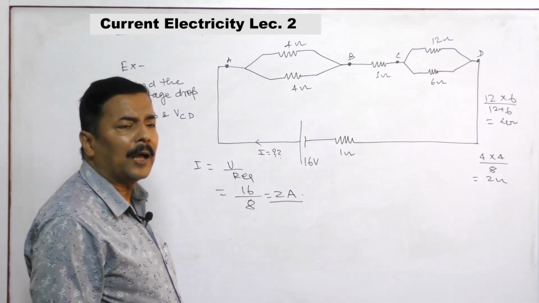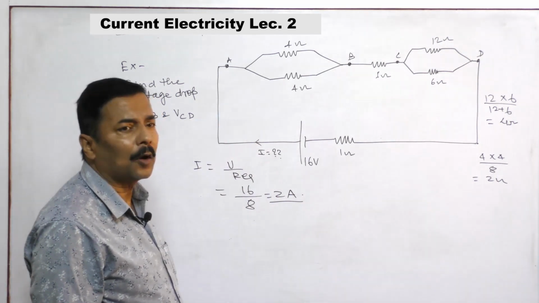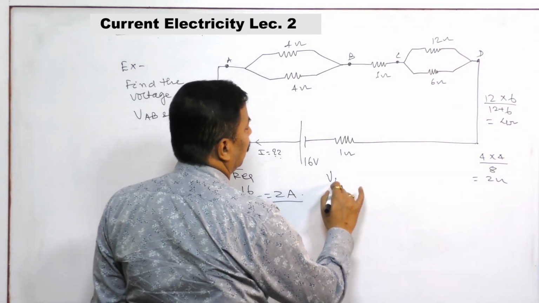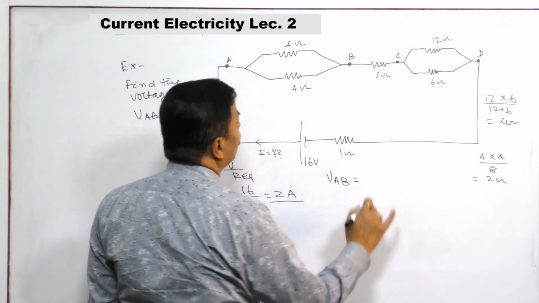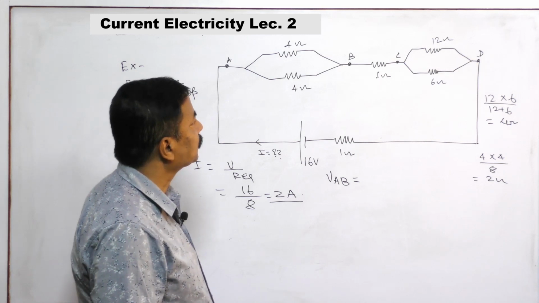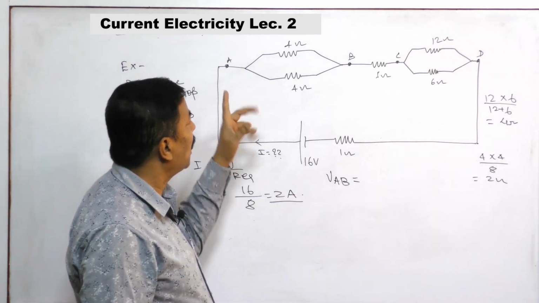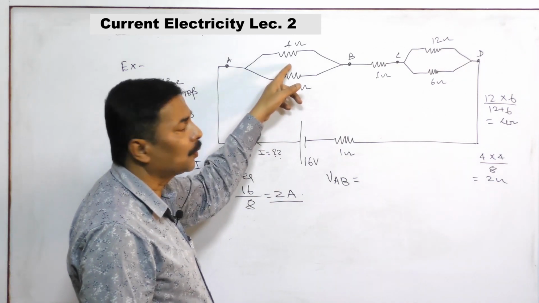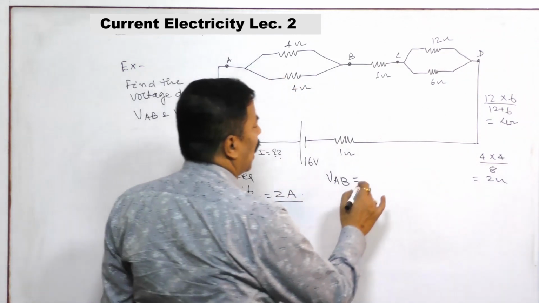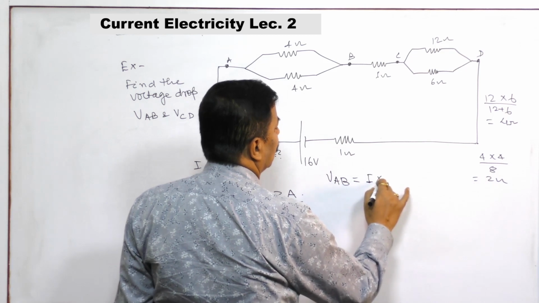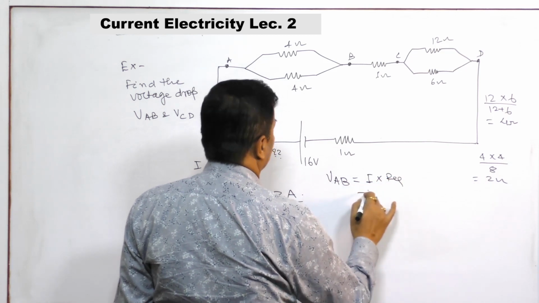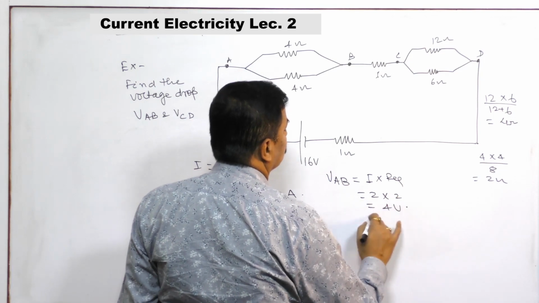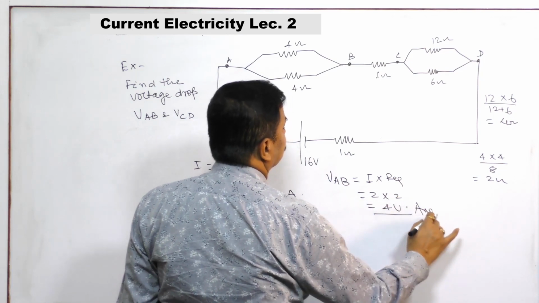When we are getting 2 ampere current, then the potential drop VAB, how much is VAB? VAB is IR. I is your 2 ampere. R equivalent is how much? R equivalent is your 2 ohm. So I into R equivalent, 2 into 2, that is 4 volt. This is your first answer.